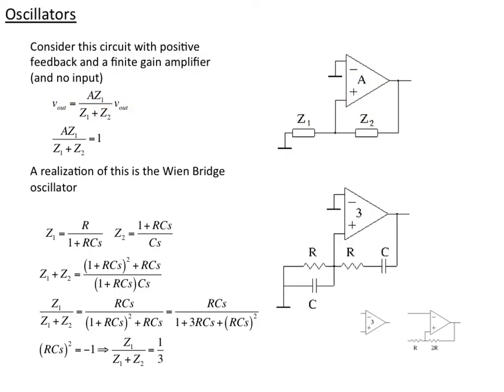Now for that to work, I can cancel the V outs, and I must have A Z1 over Z1 plus Z2 equal to 1 for this thing to be in any way stable. And so this is called a Wien bridge oscillator. And the way I get these things to be 1 is that I have it, for some particular frequency, work out to be that way.